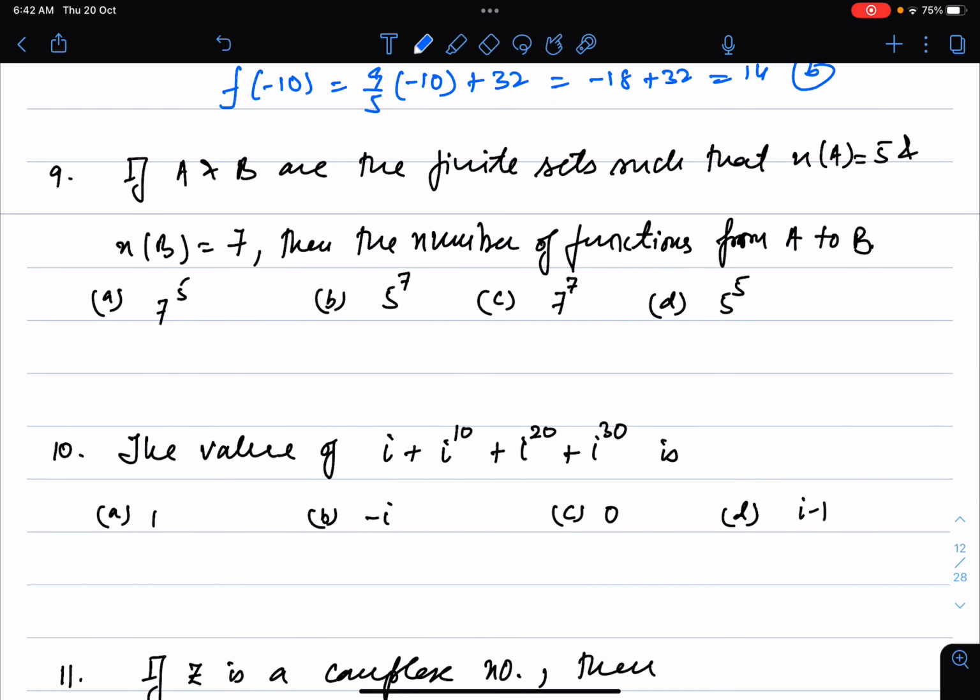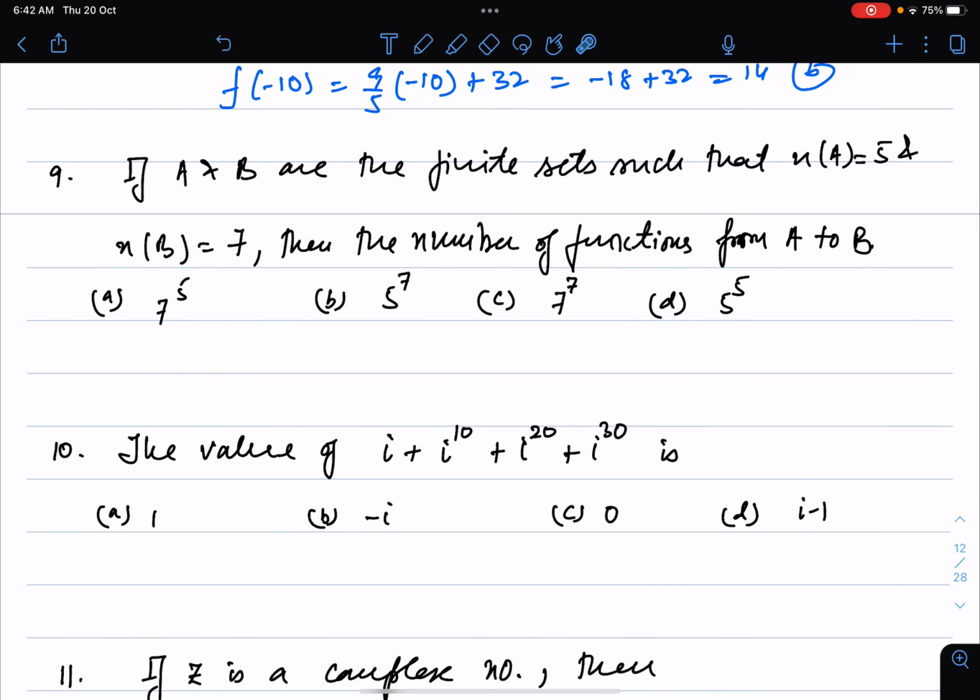Coming to question number 9. Read the question. If A and B are finite sets such that n(A) is equal to 5 and n(B) is equal to 7, then the number of functions, he wants to find out.